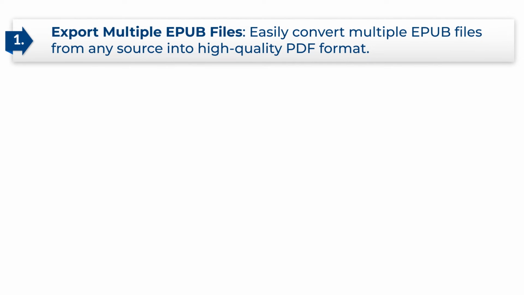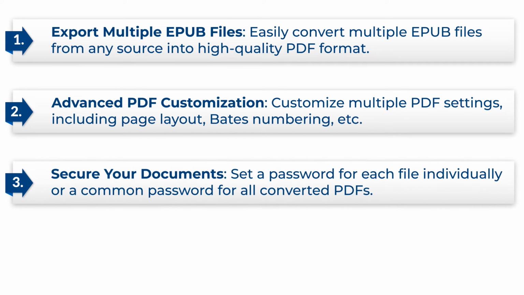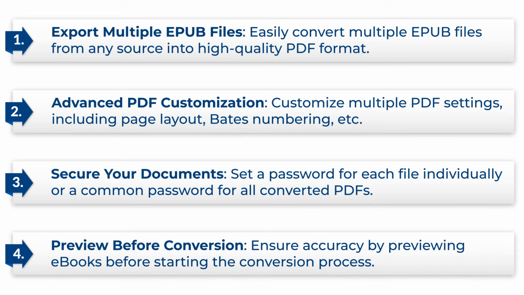Export multiple EPUB files. Easily convert multiple EPUB files from any source into high-quality PDF format. Advanced PDF customization. Customize multiple PDF settings, including page layout, dates numbering, date filter, etc. Secure your documents. Set a password for each EPUB file individually or apply a common password for all converted PDFs. Preview before conversion. Ensure accuracy by previewing eBooks before starting the conversion process.